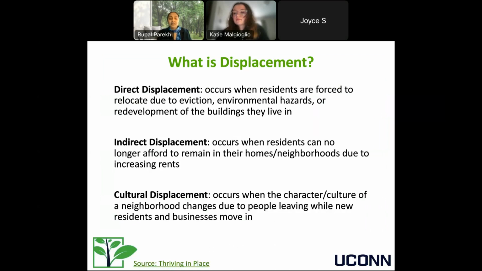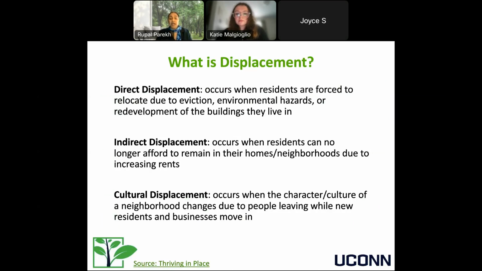So we'll be talking about displacement in the context of neighborhoods and communities. The first thing to know is that there are actually three different kinds of displacement. There's direct displacement, indirect displacement, and cultural displacement. That's what we'll be talking about today.